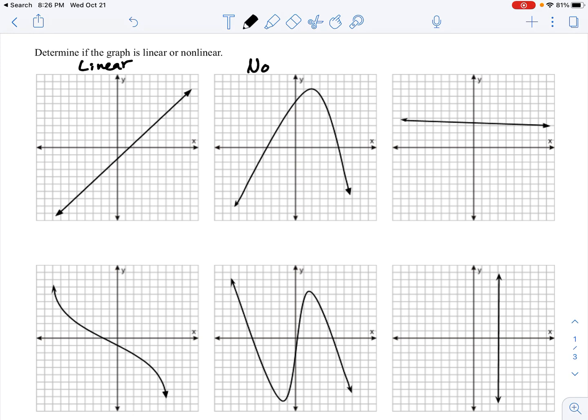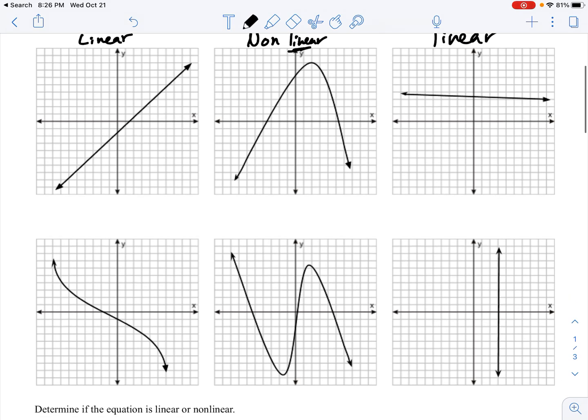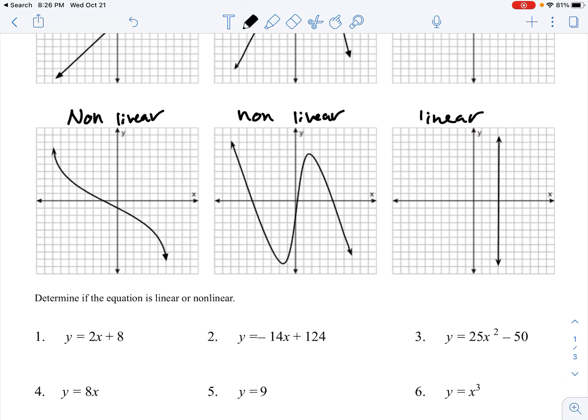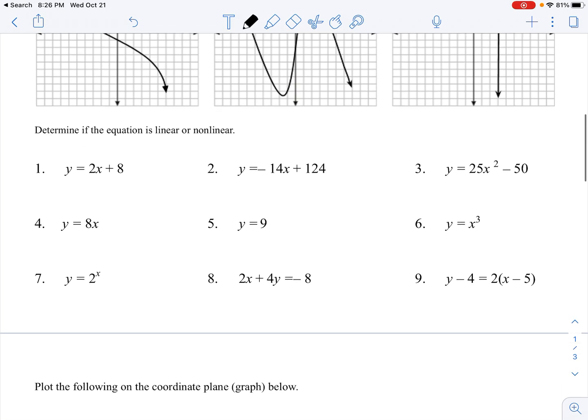The second one is not a straight line. That's nonlinear. That's literally what the word linear comes from. It's got the word line in it. That's a curve, so it's not linear. This one is linear. This one is nonlinear. Nonlinear. And linear. Pretty simple for the first ones there. Just put straight line. If it's a straight line, it's linear.